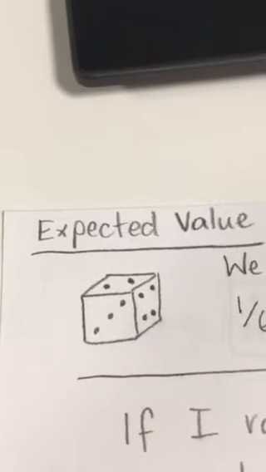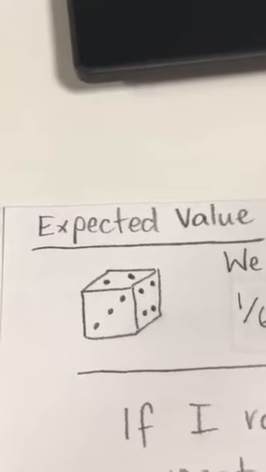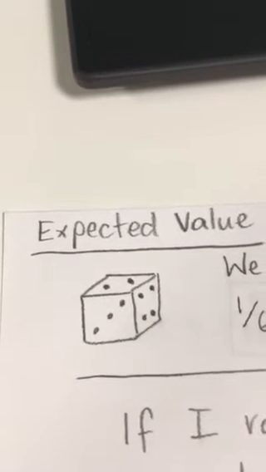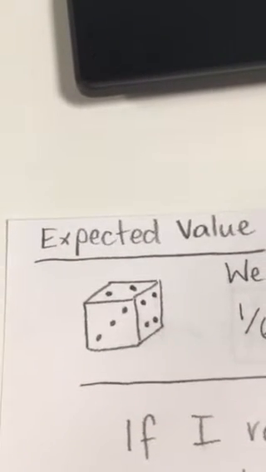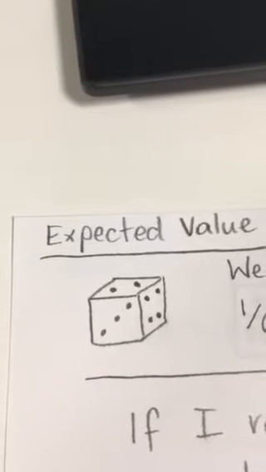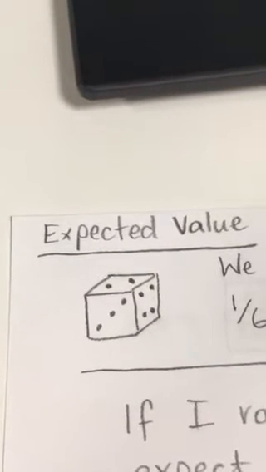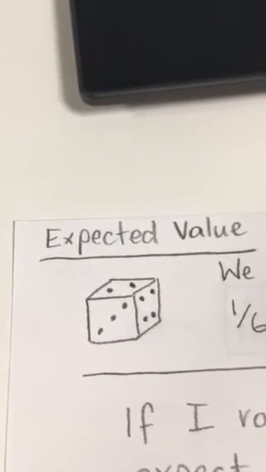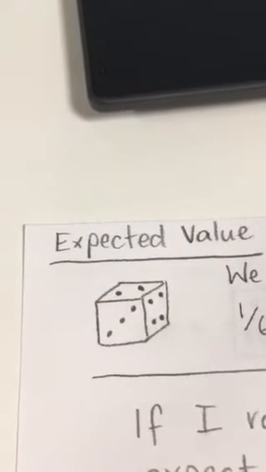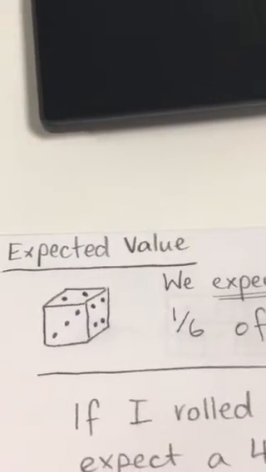So we're going to have a talk about expected value. So here's a dice. Would you agree that if we rolled the dice, we would expect that our 4 would roll up 1 in 6 times? Yeah, that suits everything we've learned so far. So we could say we expect a 4 to land face up 1/6 of the time. I think we all agree with that.